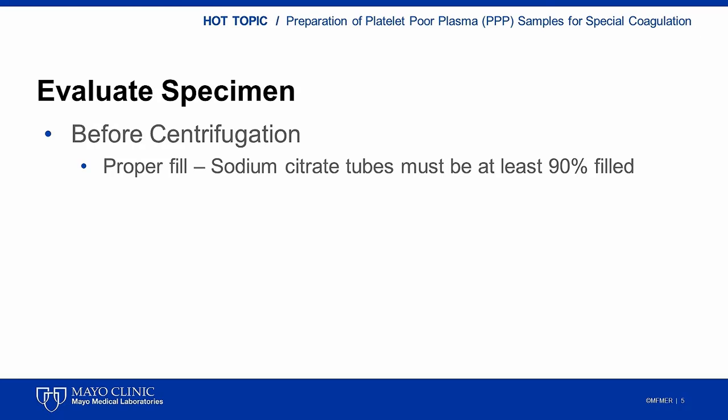Before processing a coagulation specimen, take a moment to evaluate the specimen. Check that all sodium citrate tubes are filled to at least 90% full. Improperly filled tubes can lead to inaccurate coagulation results. Check for clots by inverting the specimen gently or inserting and removing two wooden sticks. Reject any specimens with observed clots.